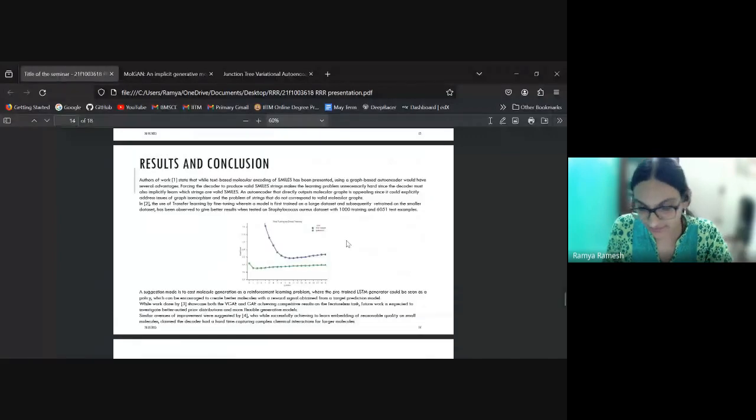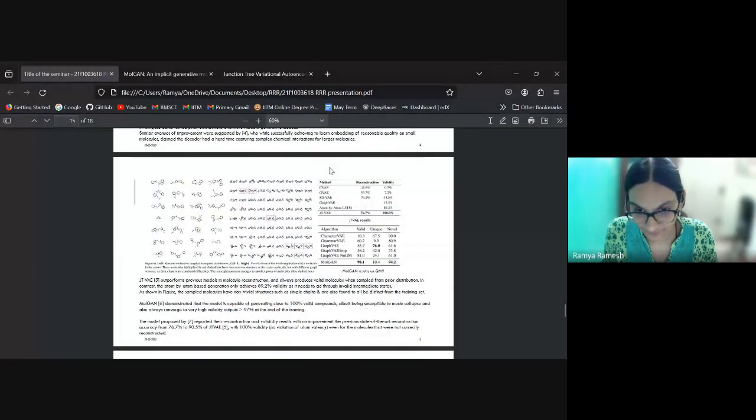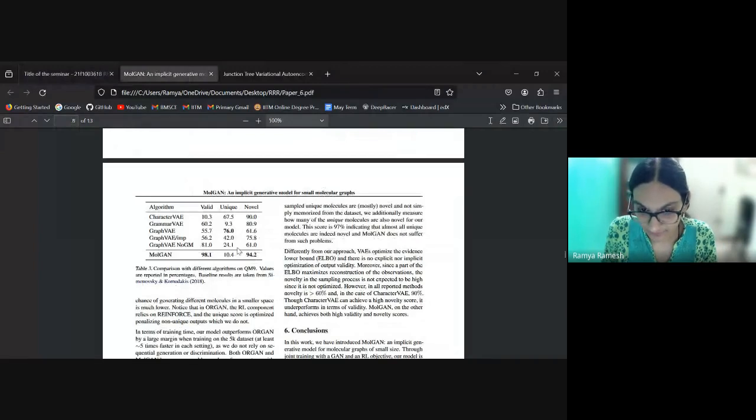And I kept another section for conclusion and results, which again I collated from all these papers. And you can see the tables that I have showcased in these papers that I collected. I have put them across here as well.